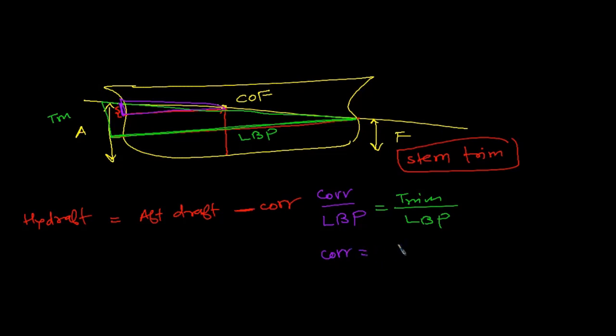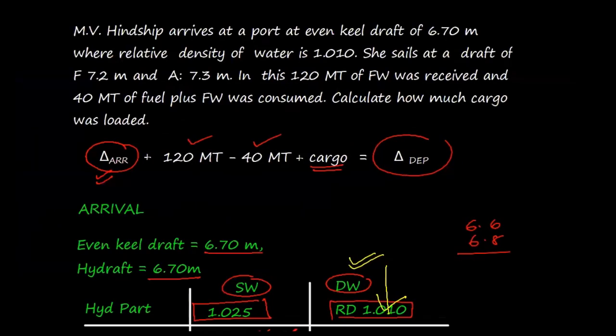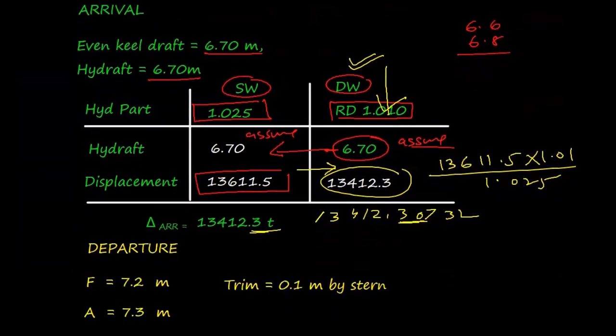So correction is, sorry, this is LCF. My mistake. So trim into LCF divided by LBP. Yes, sir. Got it? Got it. Okay. So now let's see. The first target should be to find LCF. Right.